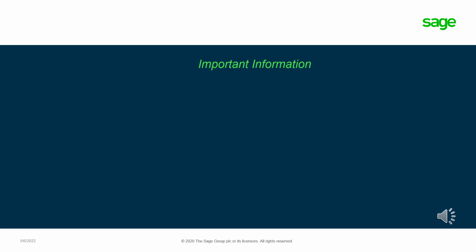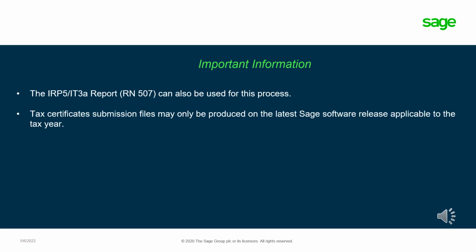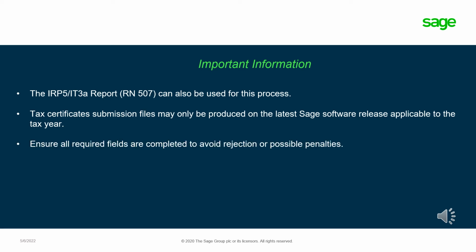Important information for your annual Employer Reconciliation Submission. The RP5 IT3A report available on the Reports and Maintenance screen with the report number 507 can also be used for this process. Tax certificate submission files may only be produced on the latest Sage software release applicable to the tax year. For the 2022 tax year, the release would have been Release 5.7a or 5.7b.